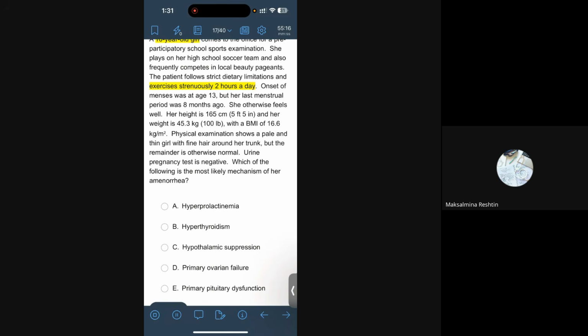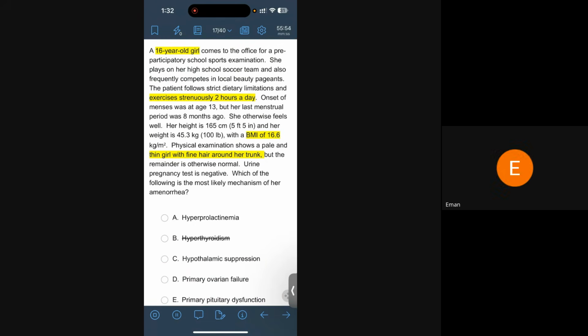Height 5, BMI 16.6. BMI is very low. Pale and thin girl. Urine pregnancy test is negative. Do you think the symptoms are due to hyperthyroidism? No. Do you think hyperprolactinoma is the cause? No.